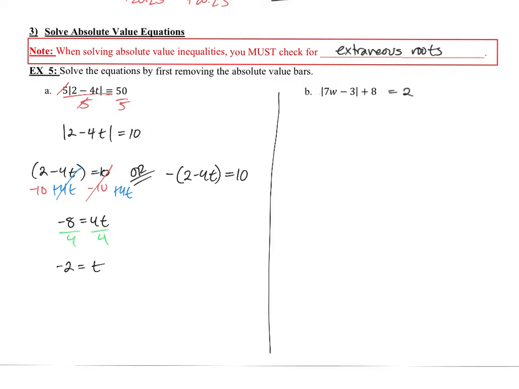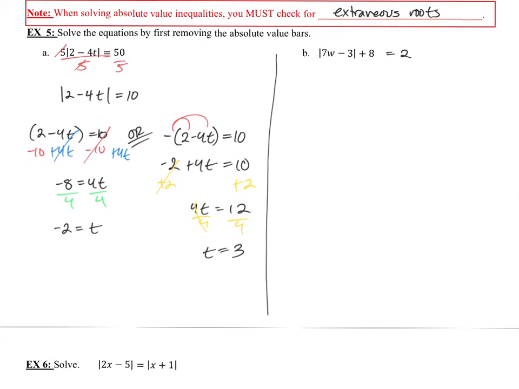First, let's distribute in that negative. 2 plus 4t equals 10. Because our variable is already positive, I'm going to leave it on that side, and I'll go ahead and add the 2 to both sides. So we get 4t equals 12. Solving for t, let's divide both sides by 4. And we get t equals 3.